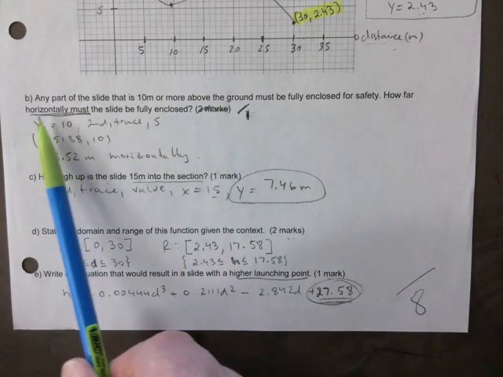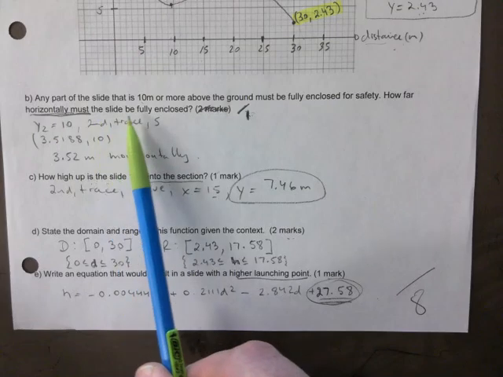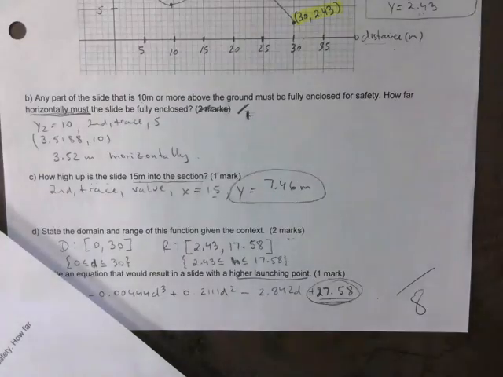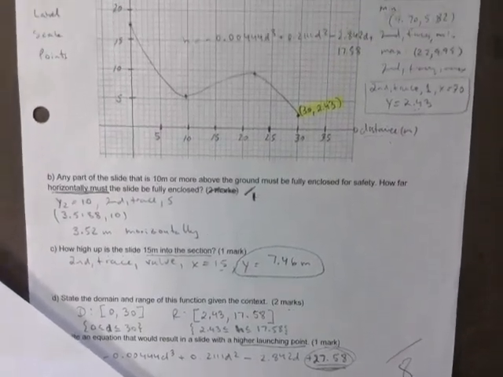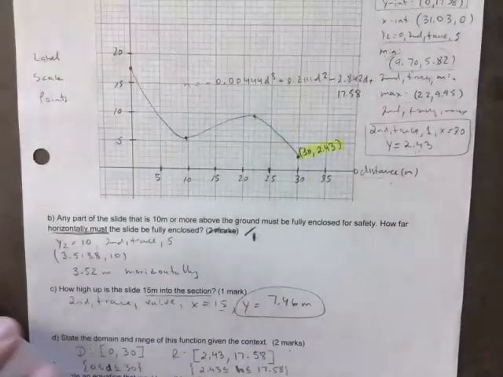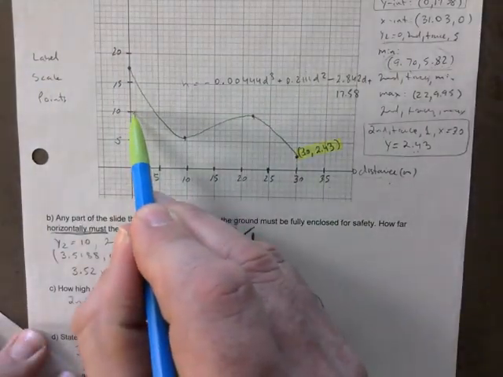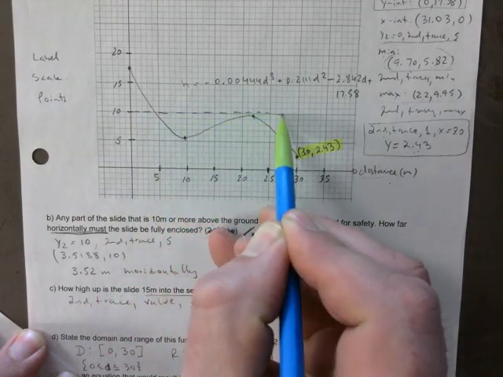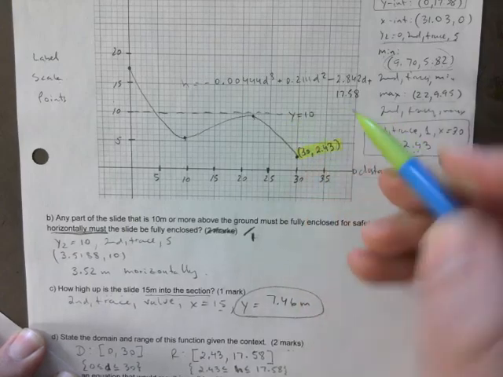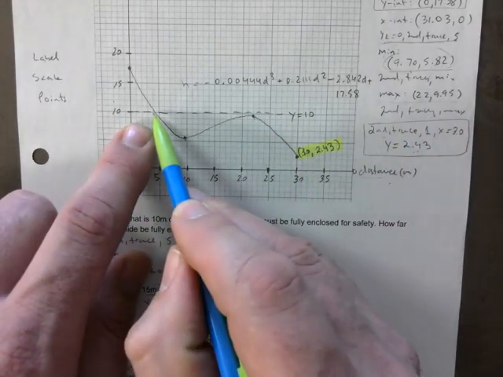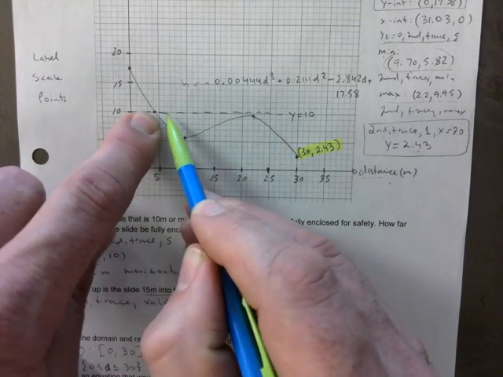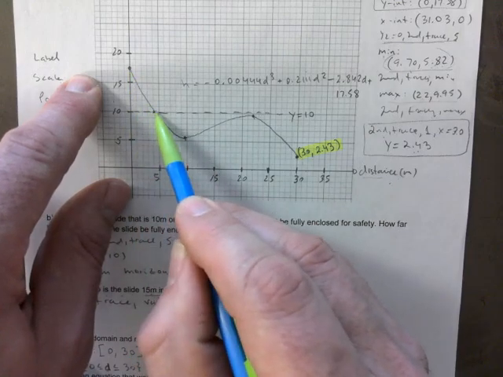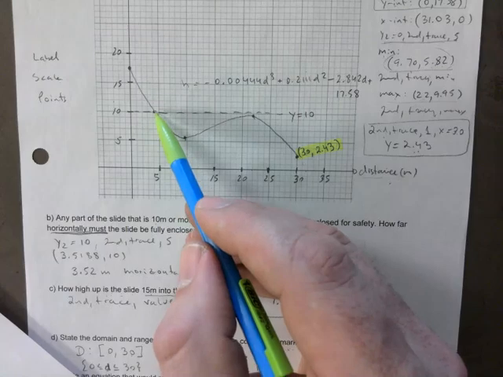safety. How far horizontally must the slide be fully enclosed? So again, where is the 10 line? I'm going to use my graph to help you with this one. The 10 line is right here. This is the y equals 10 line, and so we want anything from here and up, like this stretch of the slide, must be fenced in, or have an enclosure of some sort.